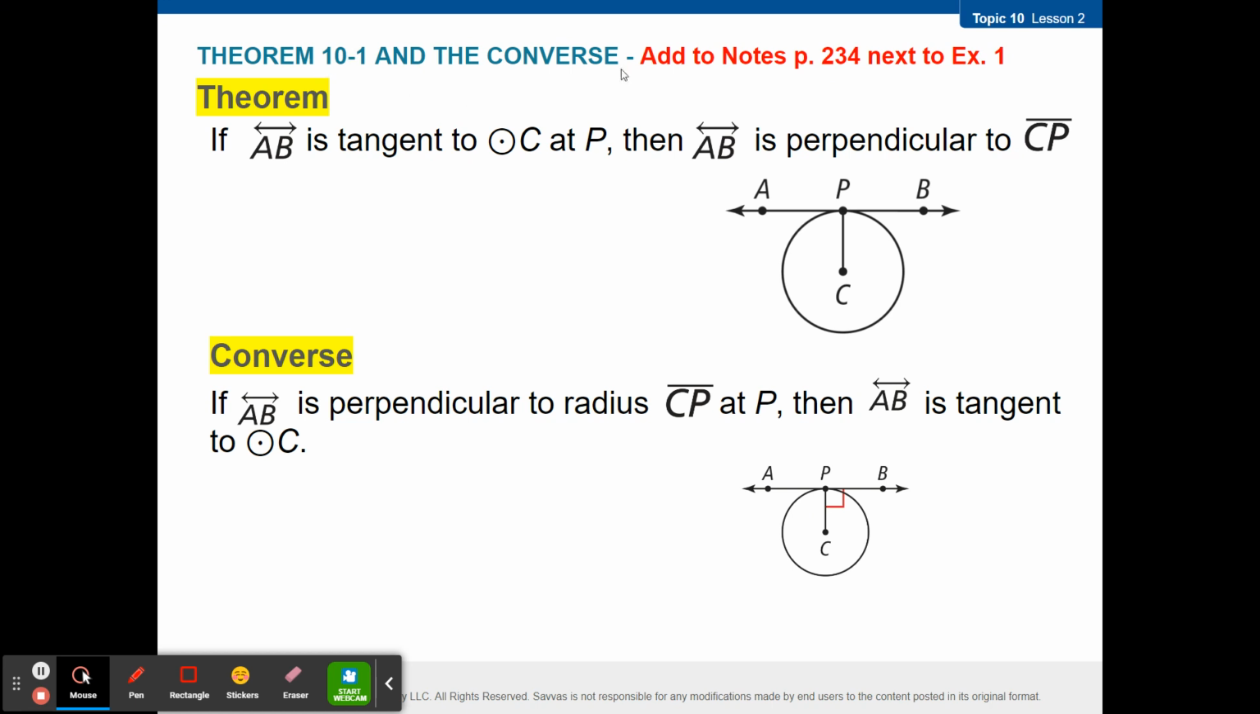Page 234, we have a theorem. Again, just add this next to example 1. We're not doing example 1, so you can add it in there. If AB is tangent to circle C at P, then AB is perpendicular to CP. Okay, so what they're saying here is this will be perpendicular provided this is tangent. And then the converse of this is going to be if AB is perpendicular to radius CP at P, then AB is tangent to circle C. So if they give you that it's a right angle, then you know it's tangent.